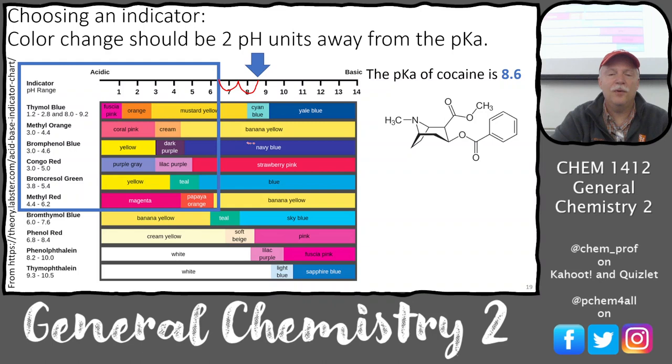And so we would start with our cocaine sample. Let's use bromophenol blue. And our solution would be navy blue. And so we titrate with hydrochloric acid, and when we run out of base, the pH shoots down and we get a yellow solution. And that's easy to see. We can see it go from blue to yellow when we run out of our cocaine sample.